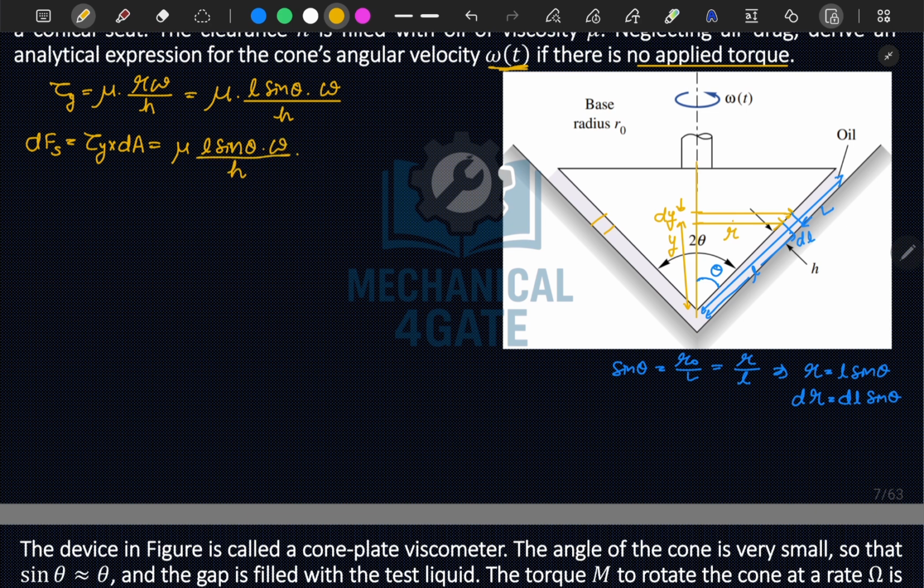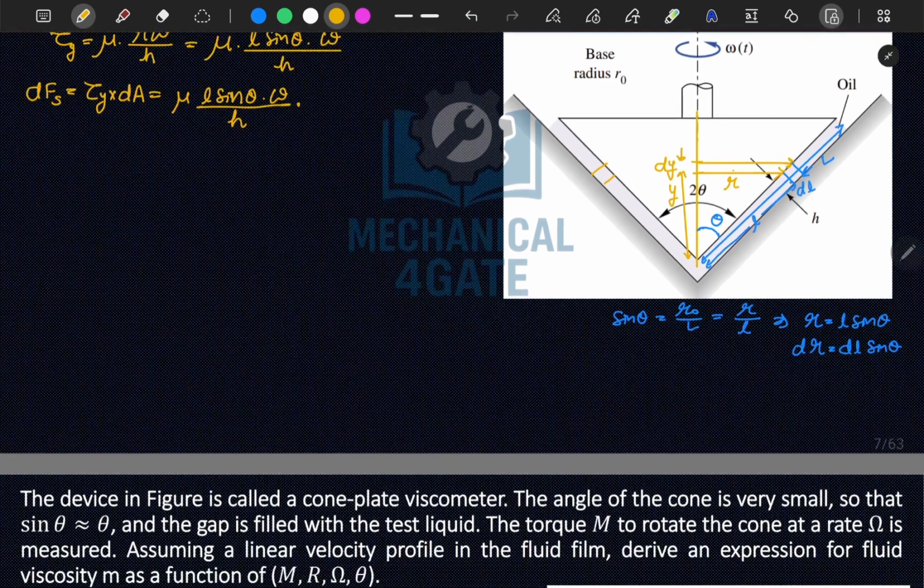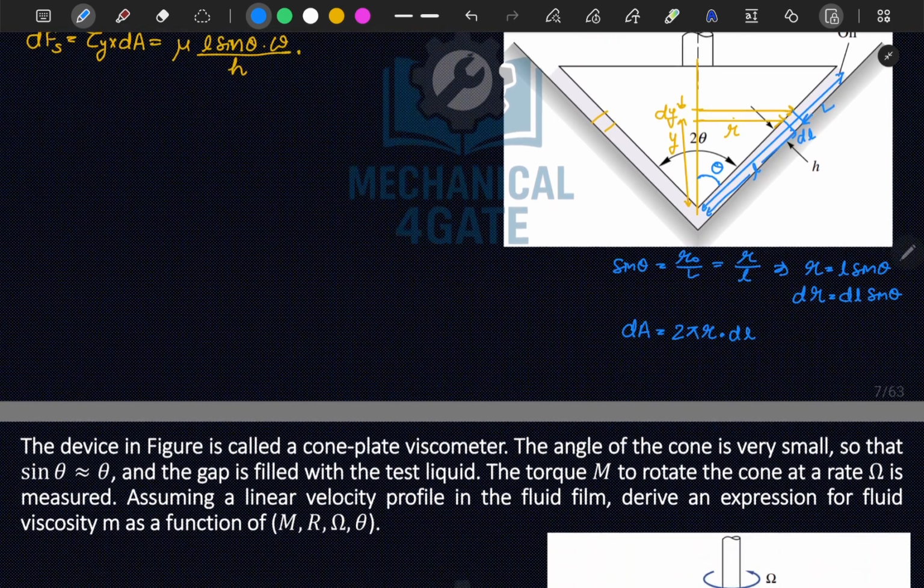Now dA here will be 2 pi r times dl, because dl is this slight length. Perimeter times length is your area. If I substitute the value of r, I can write dA as 2 pi sin theta into l dl. So let's write it here.